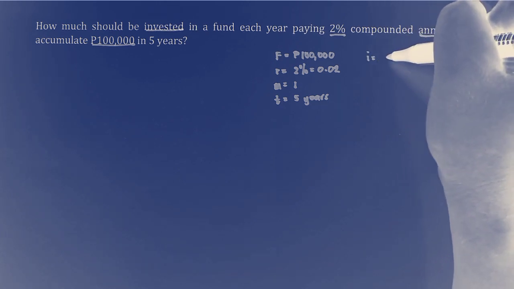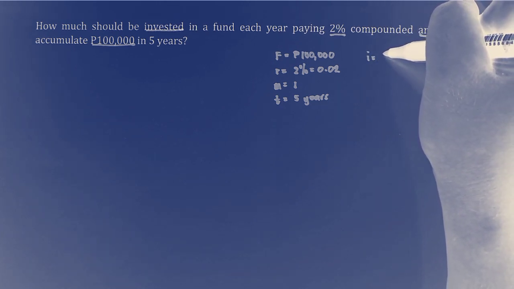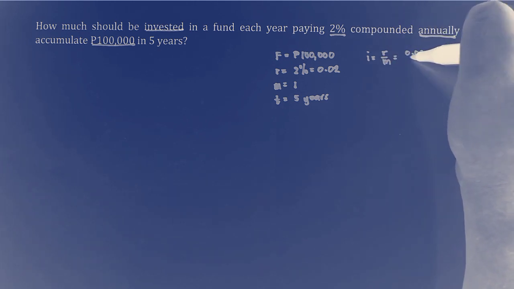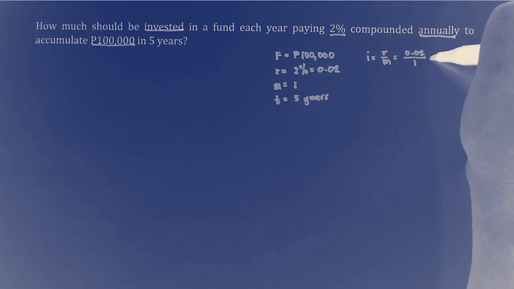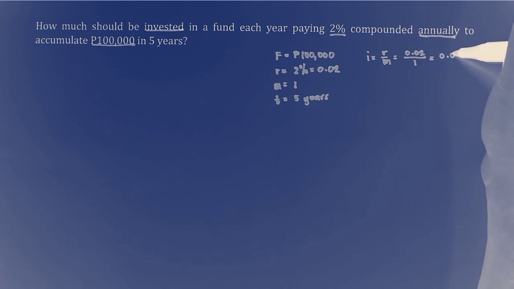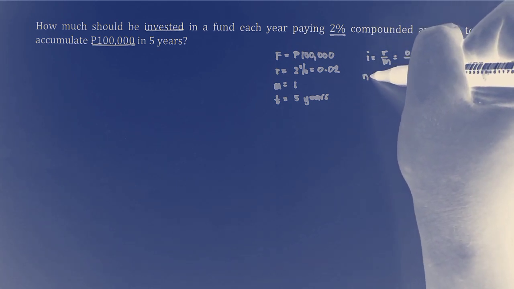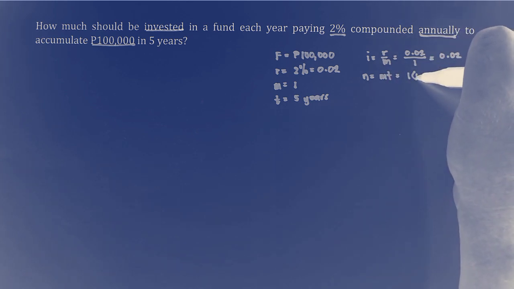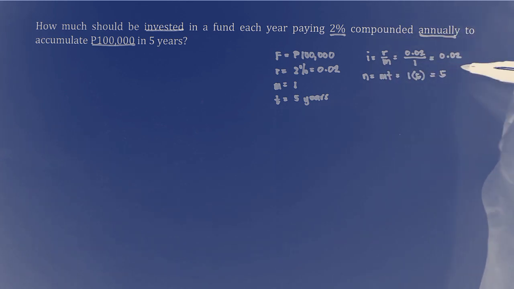So to solve for the value of I, you'll be using the formula I is equal to R over M. So ang R natin ay 0.02, ang M natin ay 1. So 0.02 divided by 1 is 0.02. And then for the value of N naman, this is M times T. So this is 1 times 5. This is equal to 5.